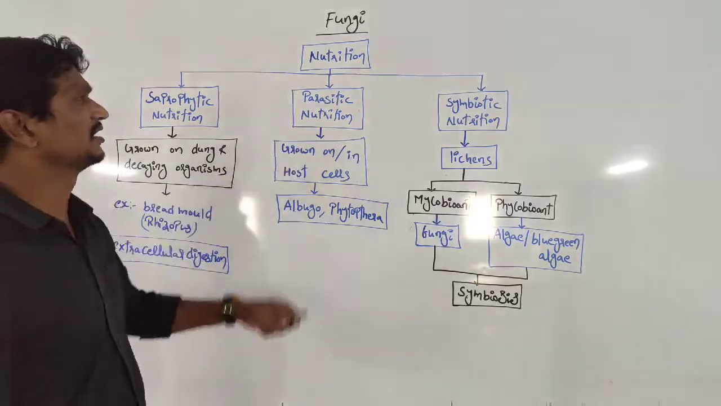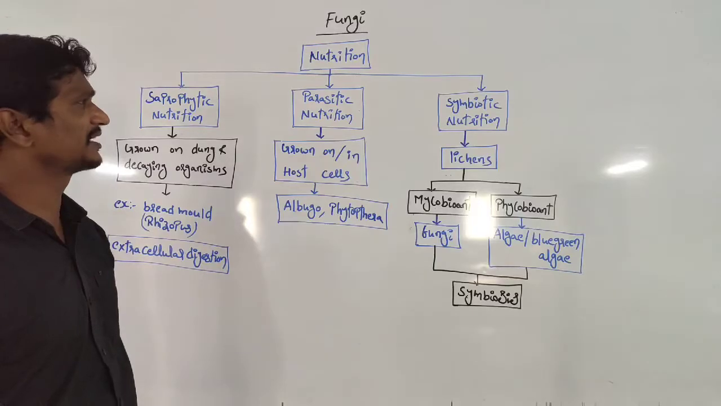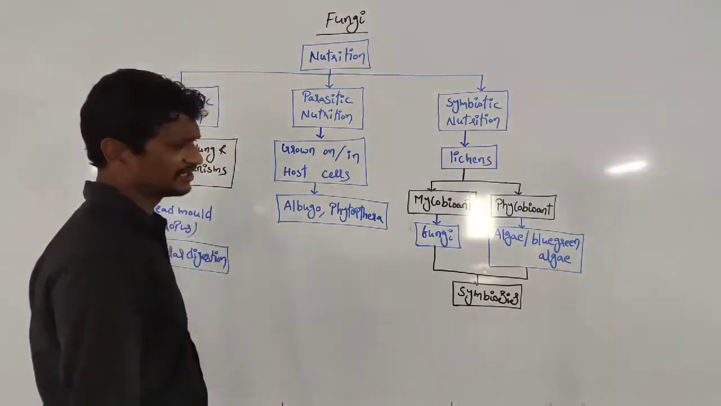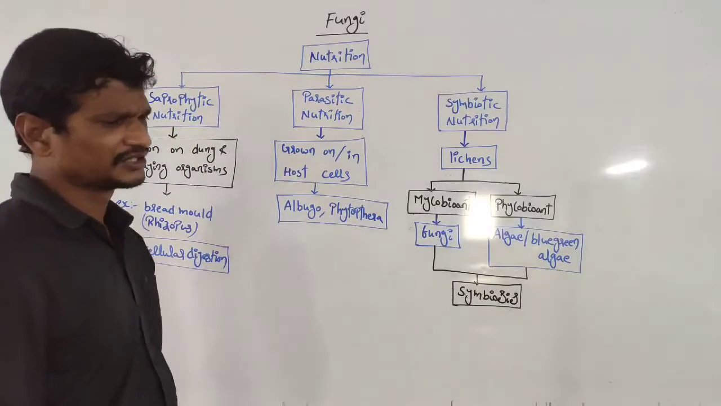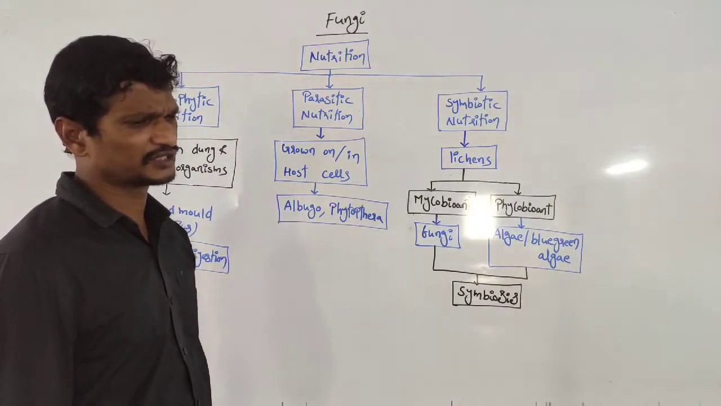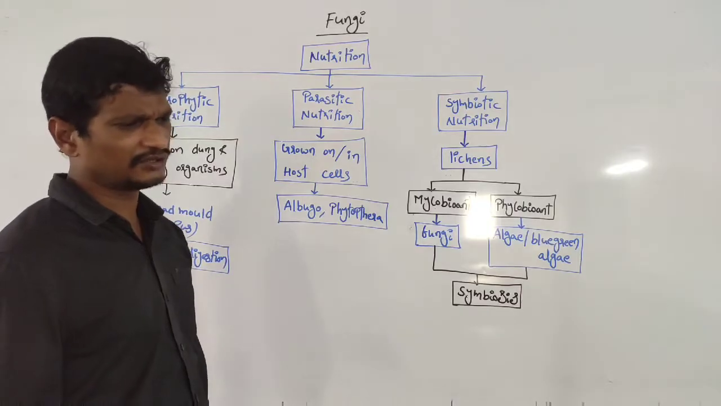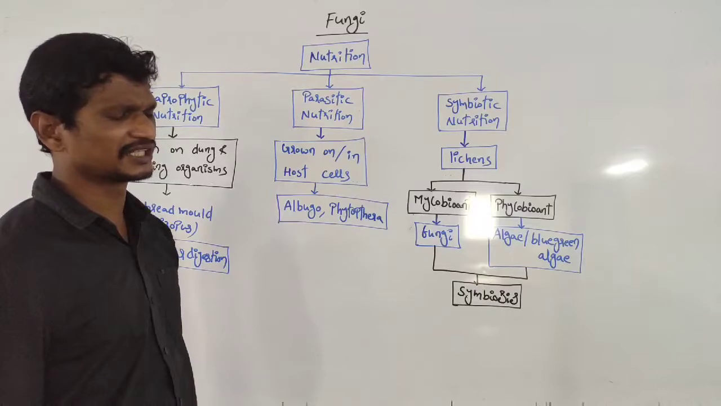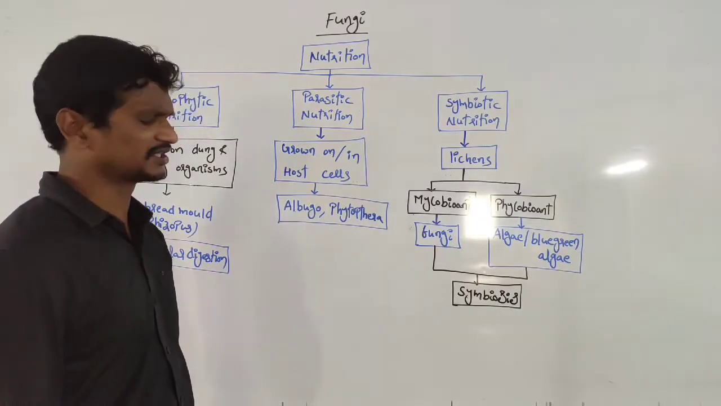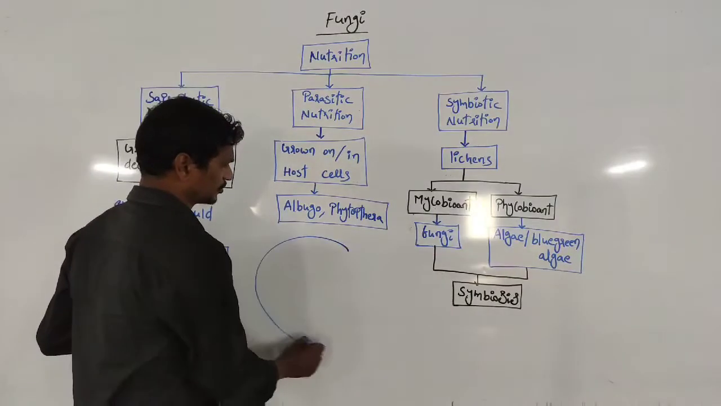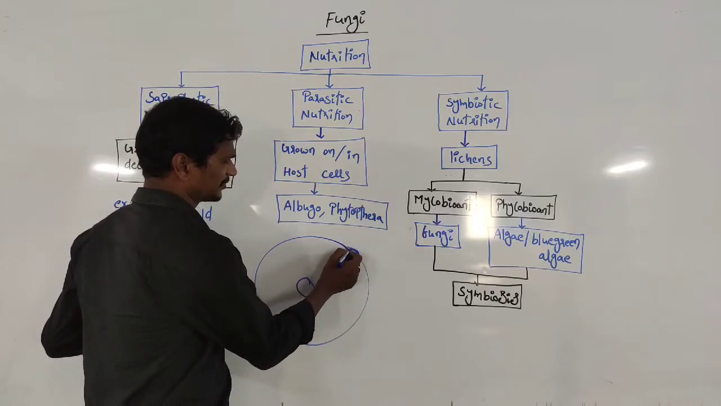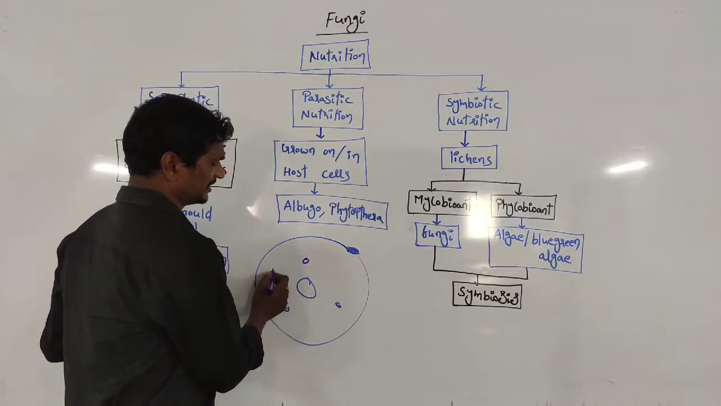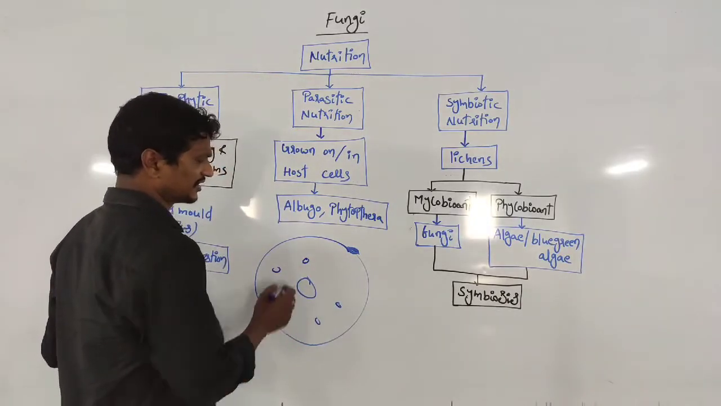And coming next is the parasitic nutrition. Parasitic nutrition means, remember, there is a host cell and a parasitic organism. We know the parasites are organisms which grow on other organisms or inside the cells. Maybe on the surface of the cells, maybe inside the host cells. This is one host cell. Some parasites survive on the surface of the host cells, and some survive inside the cell. The concept here is destruction of the host cells.